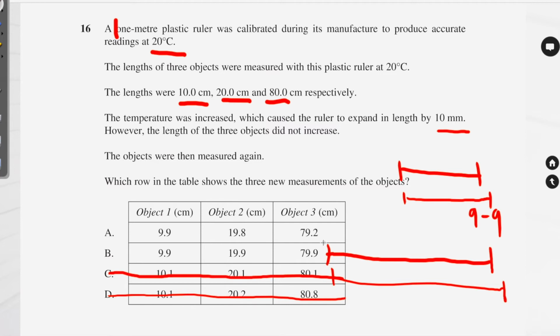When we get to object 3, which is 80 centimeters, that's going to be done by a factor of 8 as well. Effectively, what that's saying is that we can get rid of answer B, and that the answer is going to be A, because every 10 centimeters that we measure is going to have an additional millimeter added onto it. So that is going to have plus 1 mil, that's going to have plus 2 millimeters, and that's going to have plus 8 millimeters, which effectively gives us the answer being A.